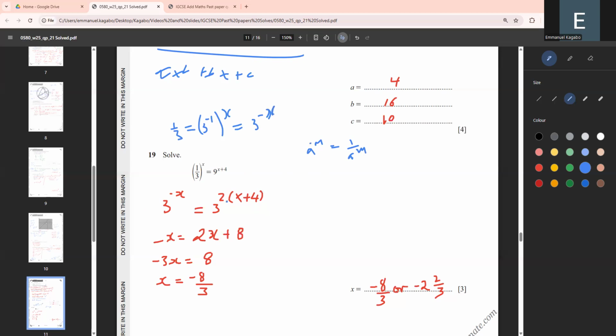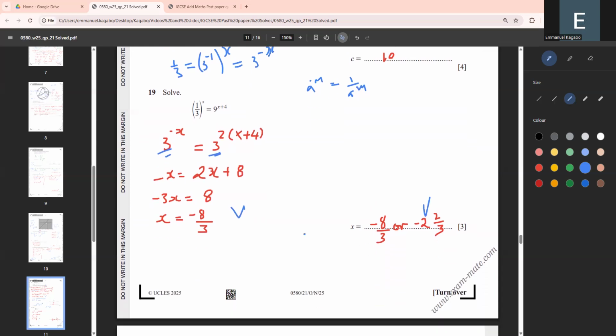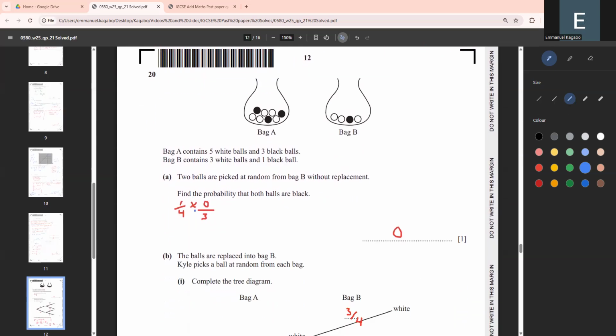Now, this 9 will give me 3 squared. So if you reach here, if the bases are the same, the powers should be the same. That's why I have minus x equals 2. When I open the bracket, divide by minus 3 both sides, that is your value, which you can give in the proper fraction or give in mixed fraction, but I prefer mixed fraction, okay? Very good.